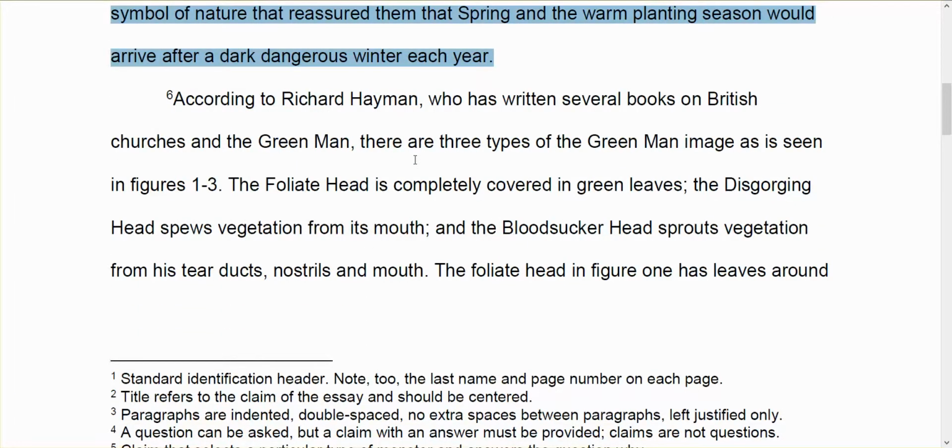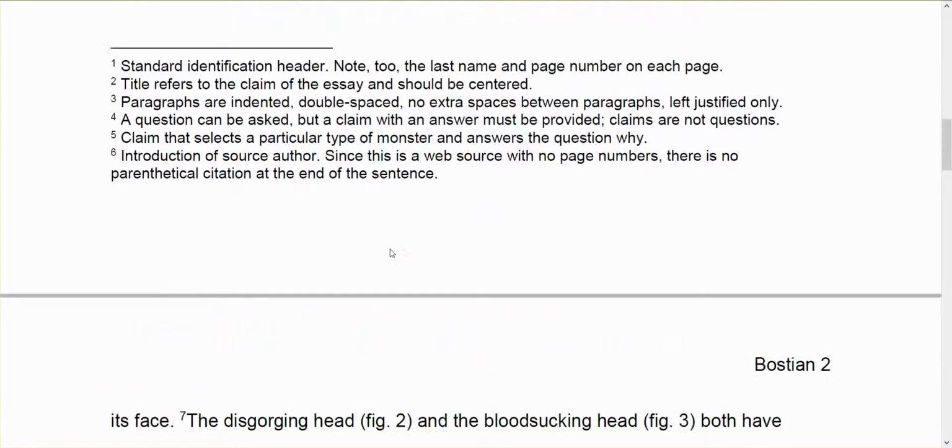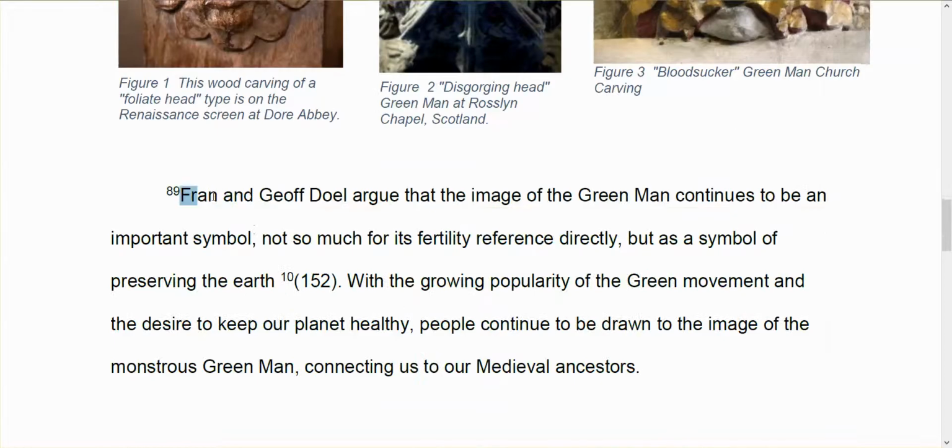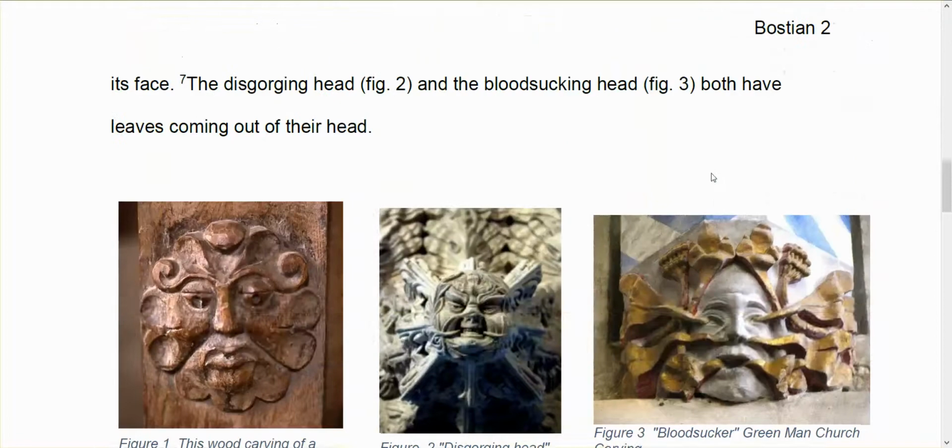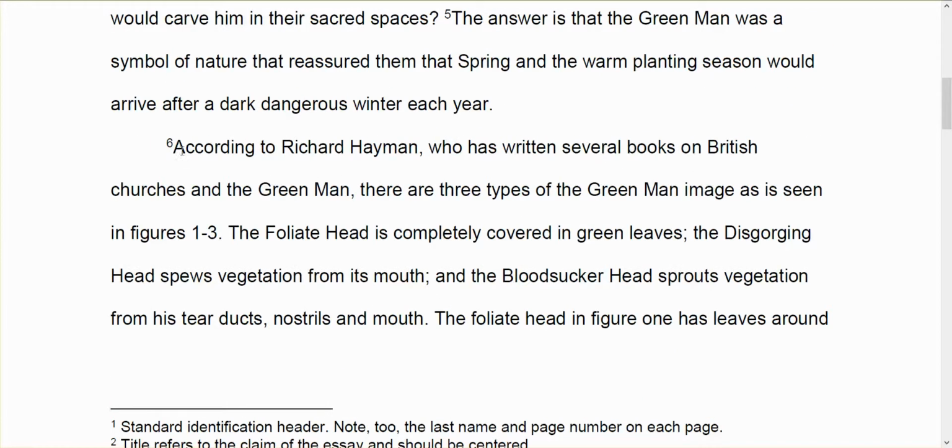I have used 2 sources in this sample, a source by Richard Heyman and a source by Fran and Jeff Dole. All right. So the first source I have, according to Richard Heyman, who has written several books on British churches and the Green Man. So I've introduced my source so you know that this material that's coming is from somewhere else. It's not my own ideas. And here's my source, Richard Heyman. I know he's written several books on British churches and the Green Man itself. That's a way of providing his credentials to show you, hey, look, I'm using really appropriate sources.